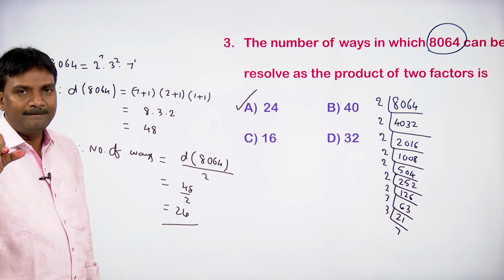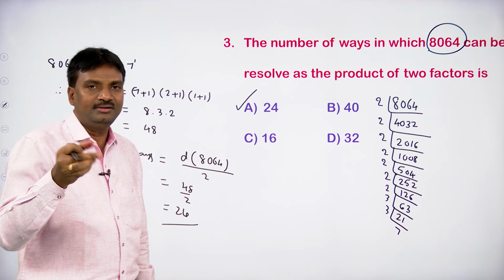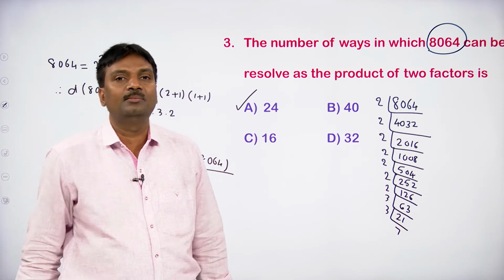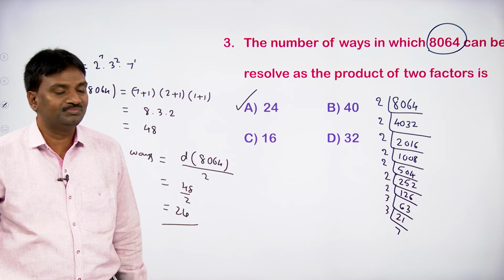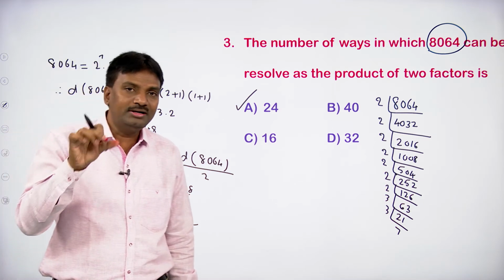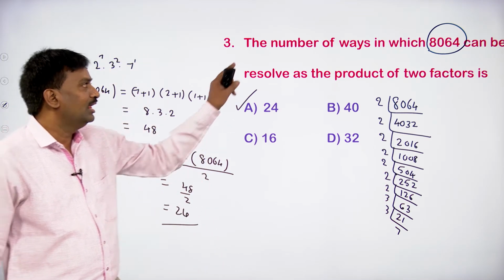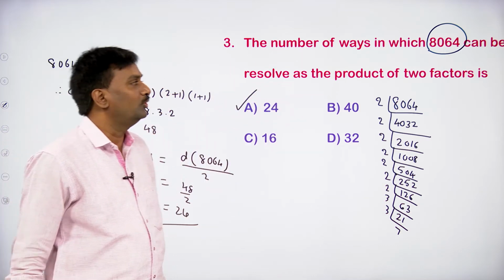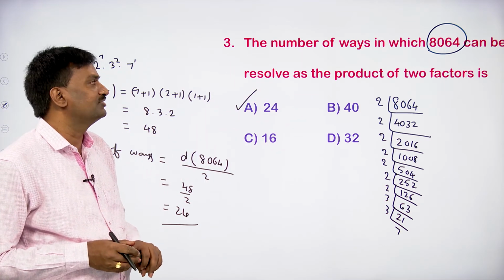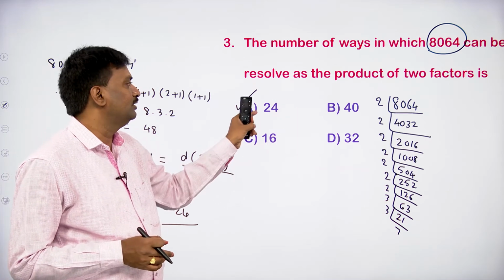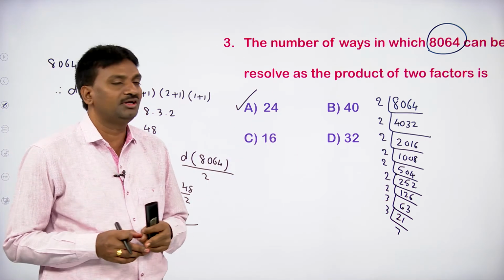If the given number is a perfect square, like 9, 16, 121, then we can use the formula (d of n plus 1) by 2. If the given number is not a perfect square, then we can use the formula d of n by 2. The number of ways in which 8064 can be resolved as the product of two factors. The options are given as A 24, B 40, C 16 and D 32.